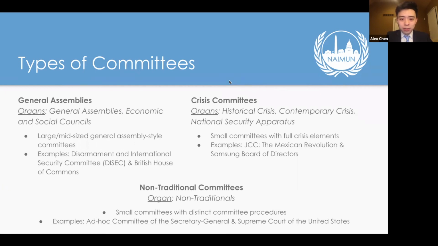Last, we have our non-traditional committees. Non-traditionals is the organ that contains the non-traditional committees. Our non-traditional committees are small committees with distinct committee procedures. Here you'll find committees like the Ad Hoc Committee of the Secretary General and the Supreme Court of the United States. Throughout the virtual delegate training, you'll be able to find more information about how each style of committee works, how procedures work in each, and how the different documents that are important in each can be written.